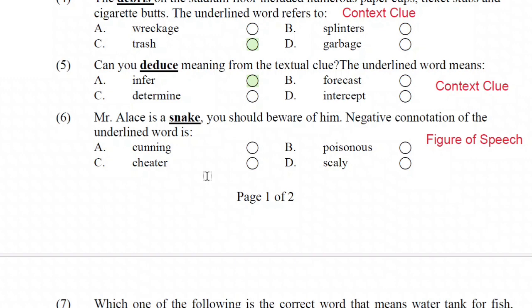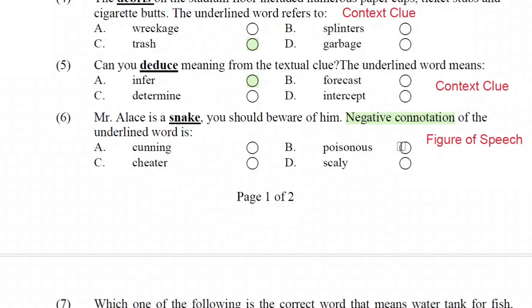Again, Mr. Ellis is a snake. This is not used in a literal meaning. This is used as metaphorical meaning. You should never be aware of him. Negative connotation means the negative side of this connotation. The first one is cunning. Cunning, it is the quality of snake.